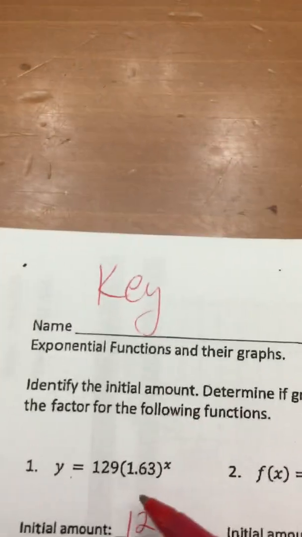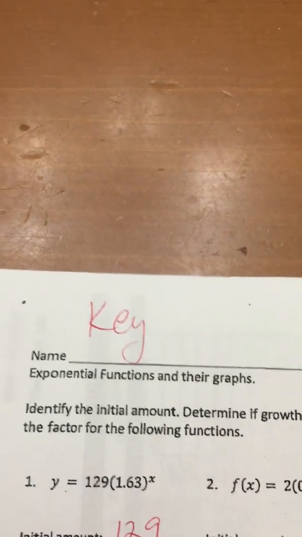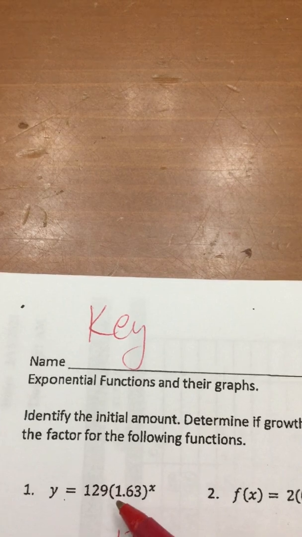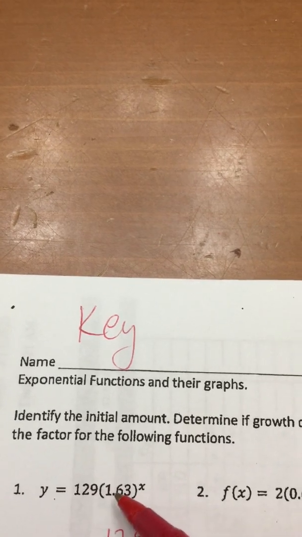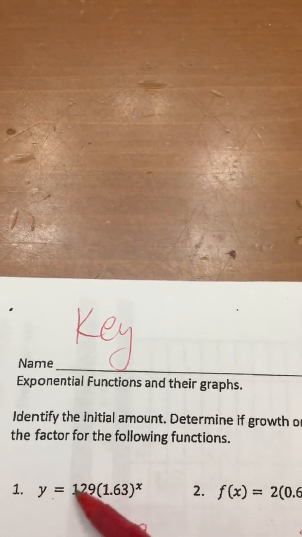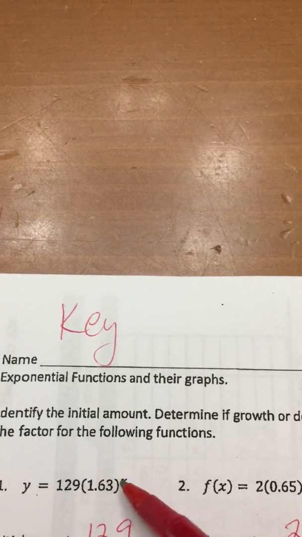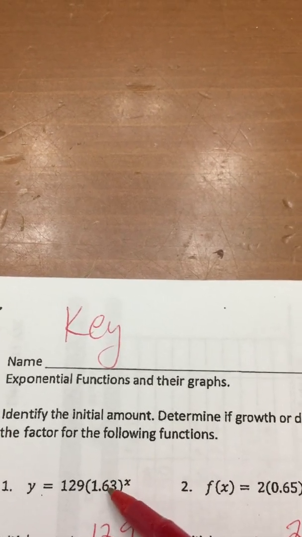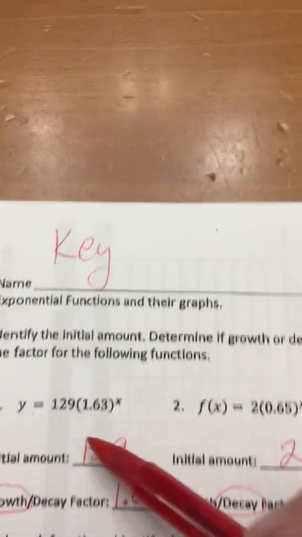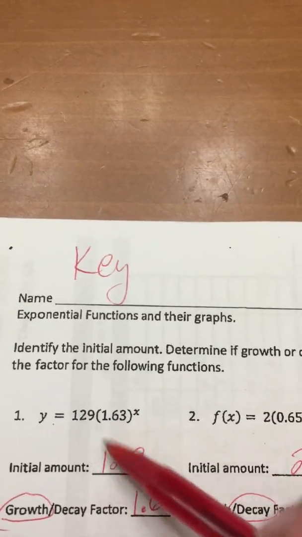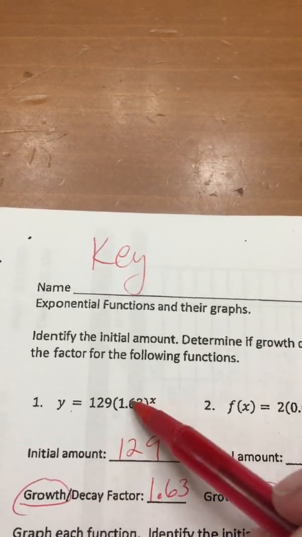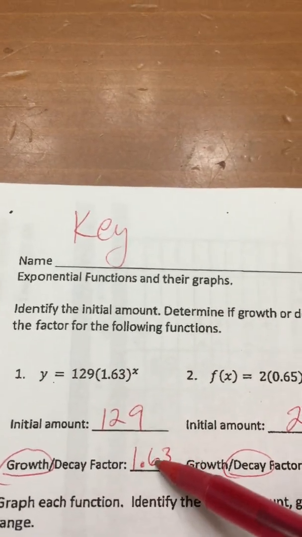So over here on these first ones. Oh, by the way, we're doing 1, 2, 3, 4, and 5, and 7. We are skipping 6 and 8, so don't do 6 and 8. So they ask us to find the initial amount and the growth or decay factor. So the initial amount is the 129. The thing that has the X with it, that is your number. That's the growth or decay factor. If it's bigger than 1, it's growing. If it's less than 1, it's decaying. So, of course, the initial amount is 129 somethings, whatever this situation may be. It is growing because it's bigger than 1, and the actual growth factor is 1.63.